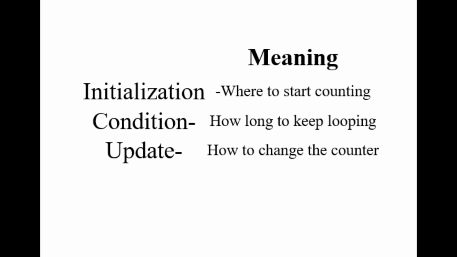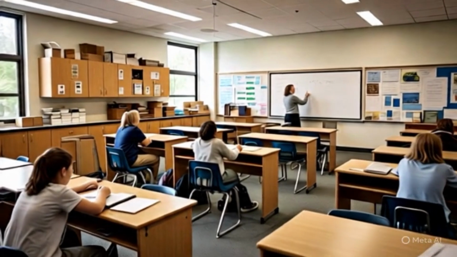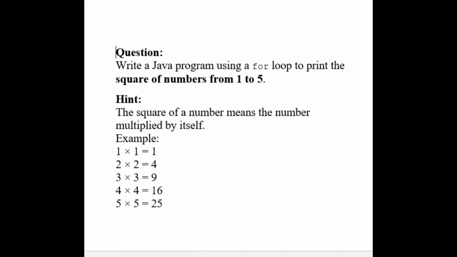Now your turn. Try writing a program that prints your name 4 times using a for loop. And if you want a small challenge, try printing the squares of numbers from 1 to 5. That means 1, 4, 9, 16, and 25.